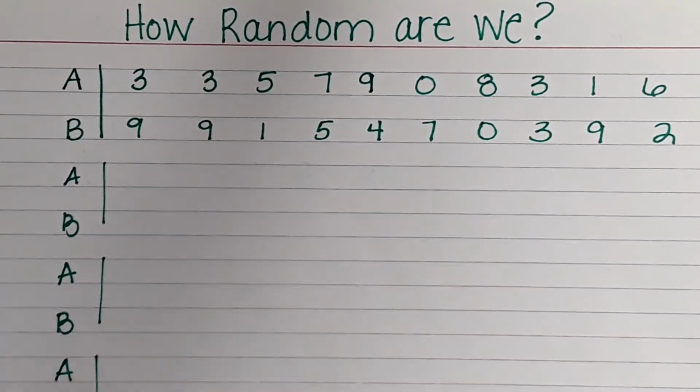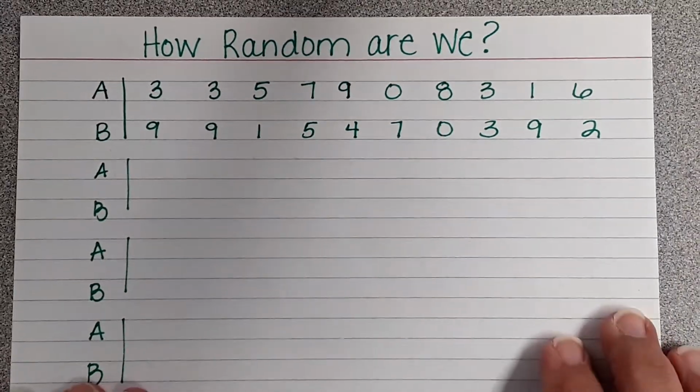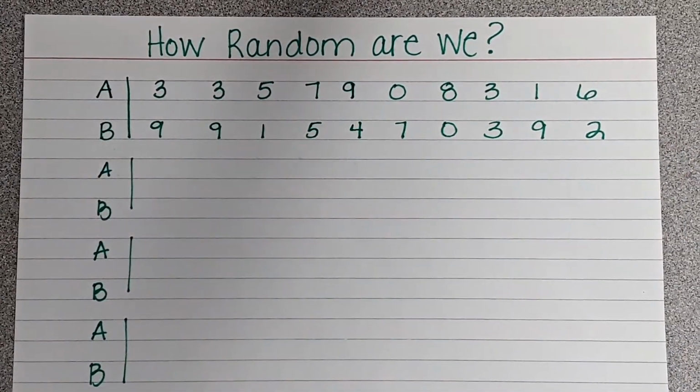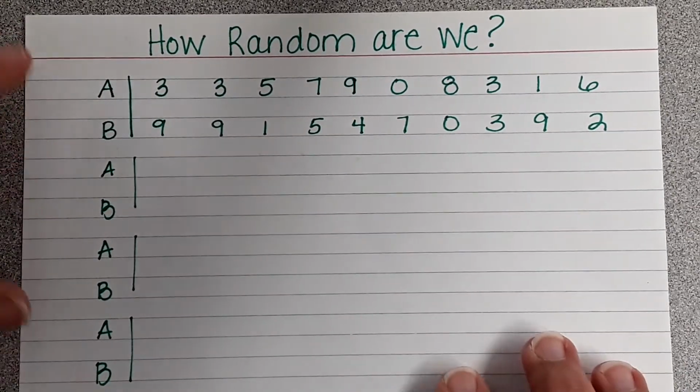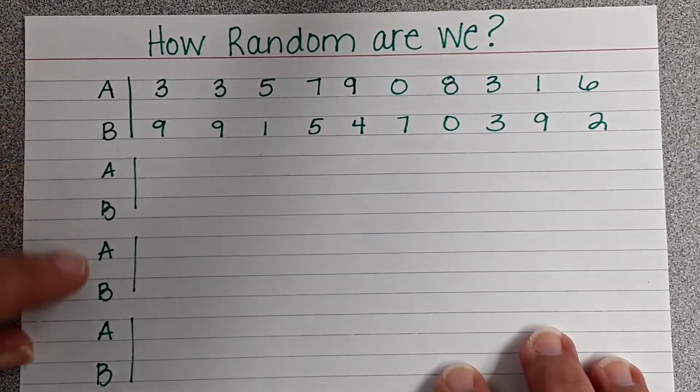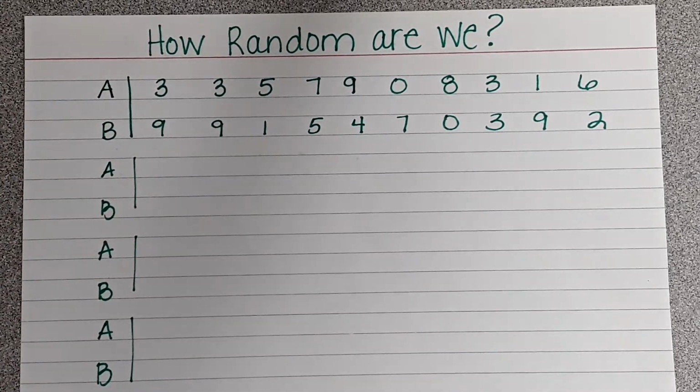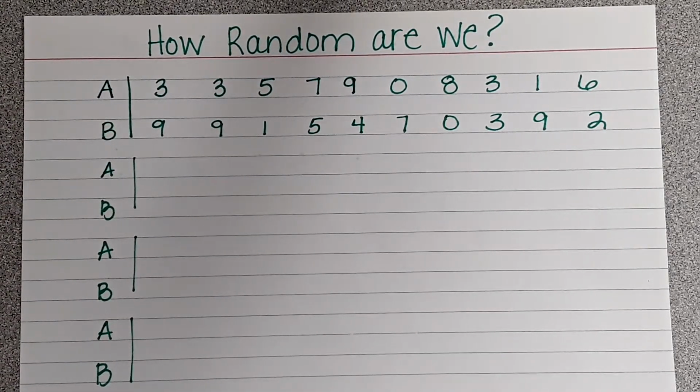So this is what everyone's going to do. I want you to get out a piece of paper, and I want you to put "How Random Are We?" We're going to have 4 trials. You're going to label them A, B, A, B, A, B, A, B, okay? I want you to decide which one is the calculator and which one is you.